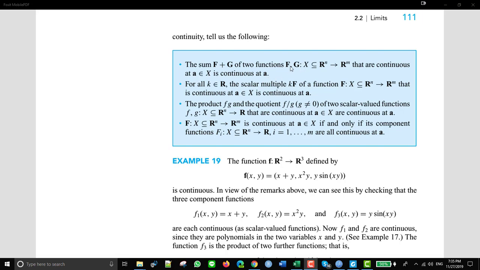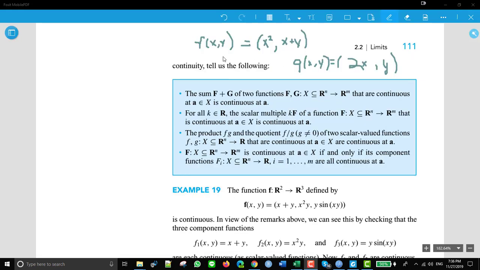So remember, we can add functions. Say we have two functions that are both from R2 to R2, so the input is R2 and the output is R2. What do we mean by adding these two functions? We just mean that you add the outputs component by component. When I add the first components, I get x squared plus 2x. And when I add the second component, I get x plus y. So that's what we mean.